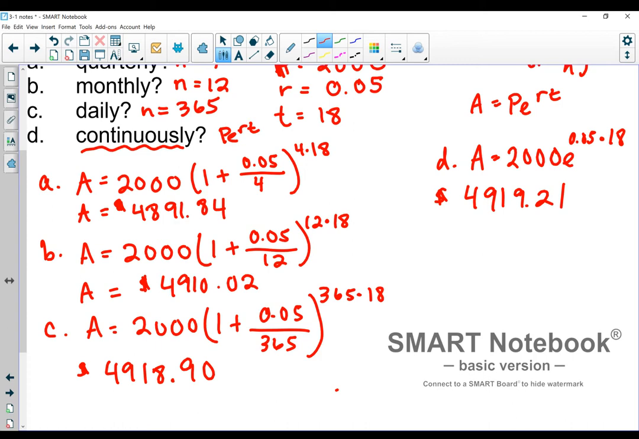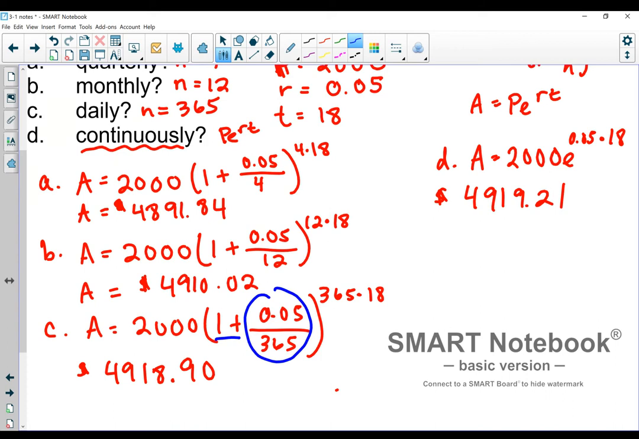A lot of times I find that I have to do order of operations. So I would, for example, plug in the 0.05 divided by 365, divide that out, and then I would add my 1, and then raise it to this power, and I'd have to put parentheses around that to make sure it raised it to the entire power, and then I would multiply it by 2,000. So for me, that's what I find the best.